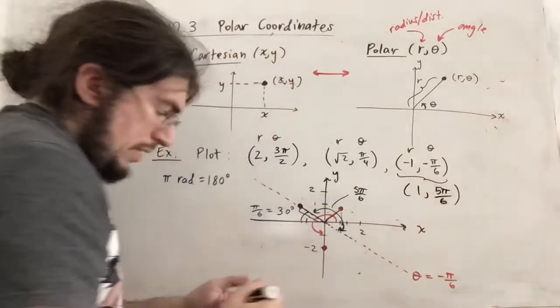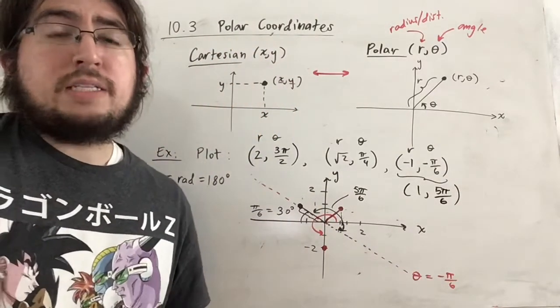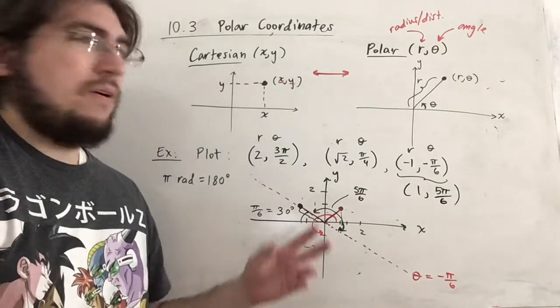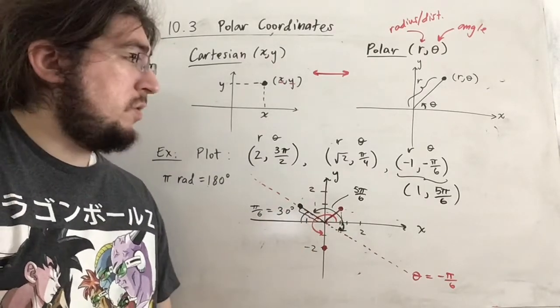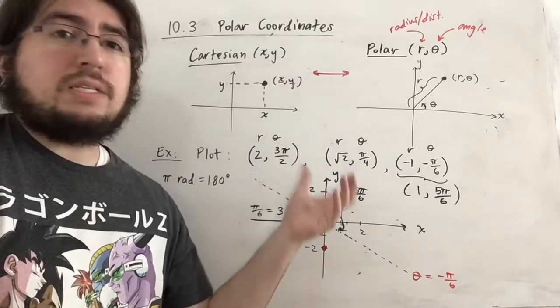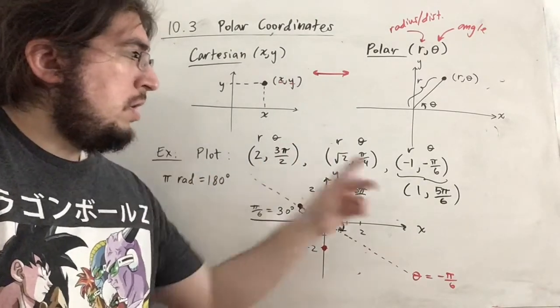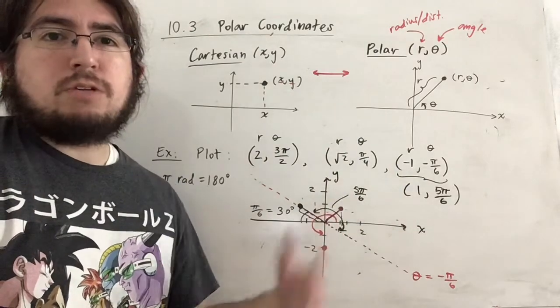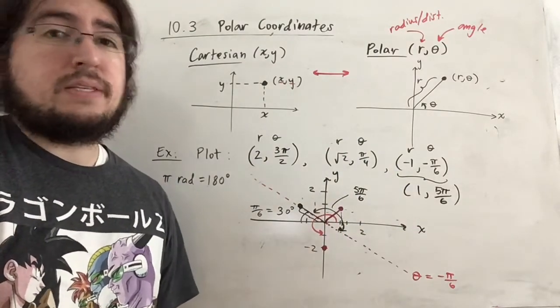And as it turns out, that's something very interesting with polar coordinates. There are multiple ways of representing a point. In fact, there are infinitely many ways of doing it. But you can always do that. If you wanted to change a radius to negative or vice versa, you just add or subtract 180 degrees and it ends up being the same thing.